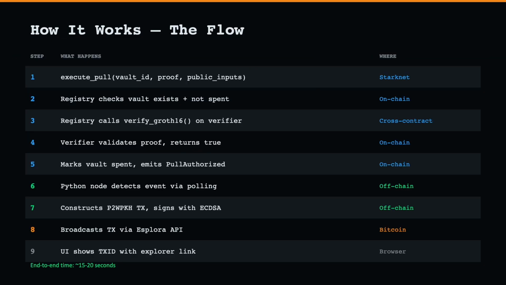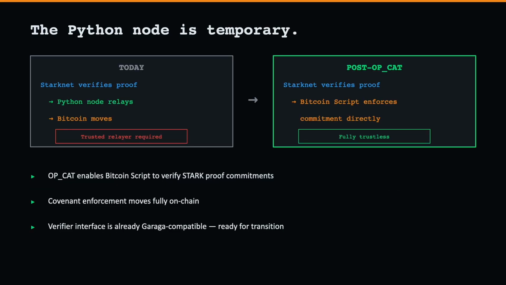The full flow in 9 steps. A user calls execute_spend on Starknet. The registry validates the vault, calls the verifier, marks it spent, and emits a spend-authorized event. Our Python node picks that up, constructs a SegWit transaction, signs it with ECDSA, and broadcasts it to Bitcoin Signet via Explorer. The UI shows the transaction ID with a clickable Explorer link, end to end about 15 to 20 seconds.